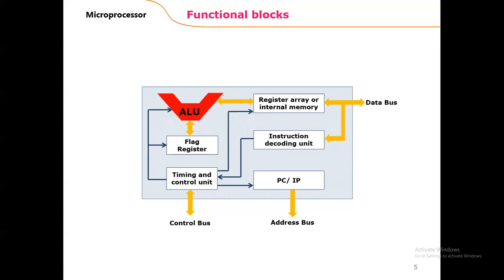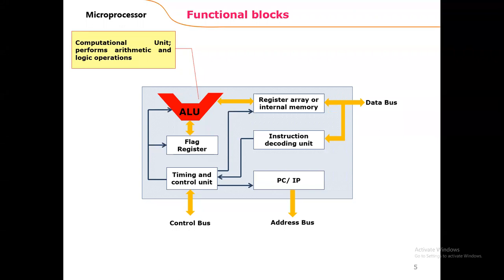It contains six main parts: the ALU, flag register, timing and control unit, register array or internal unit, instruction decode unit, and BIU. So how does it work? The ALU means arithmetic logic unit. It performs arithmetic, like addition, subtraction, and multiplication, and also logic operations. As we know, logic operations are the AND gate, OR gate, NAND gate, XOR gate, and NOT gate.